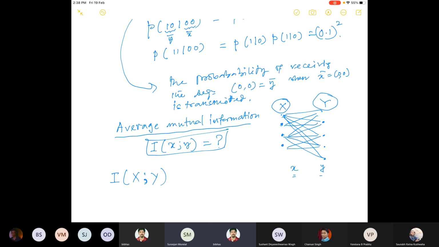So it's log of probability of x given y by probability of x. But what I'm asking is, what does it mean? Can you repeat the definition? Log of probability of x given y by probability of x. And what does it measure? Let us assume log base 2. What does it measure?